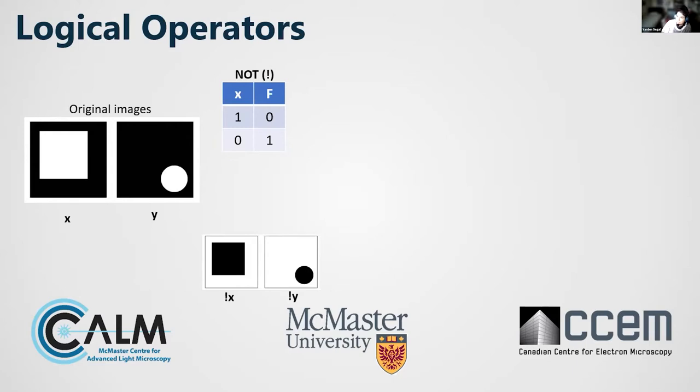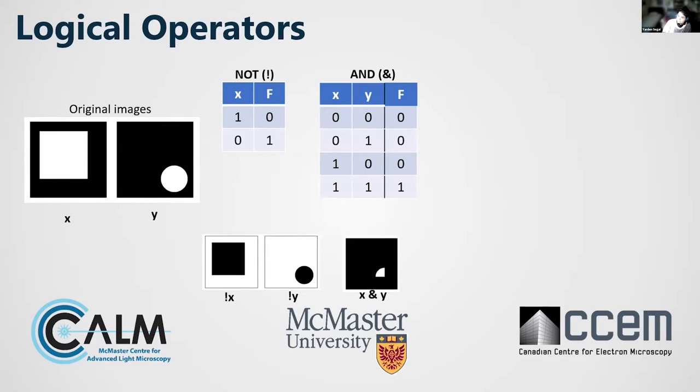So it can also look at it as, if it's true, flip it to false, and if it's false, flip it to true. You can see that these images have now been inverted, where the 0 is now 1 and 1 is 0. There's also the AND function, which basically says only include the ones that are similar. If you do X AND Y, the only part that overlaps is this little circle here, and that's what you get from the image.